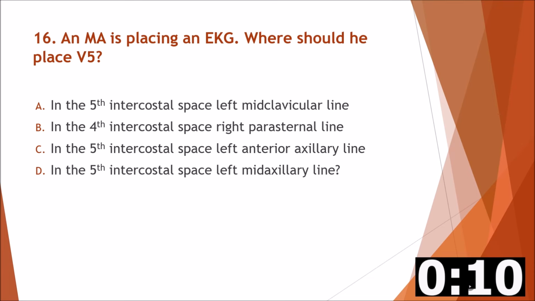Next question. An MA is placing an EKG. Where should he place a V5? A, in the fifth intercostal space, left midclavicular line. B, in the fourth intercostal space, right parasternal line. C, in the fifth intercostal space, left anterior axillary line. D, in the fifth intercostal space, left mid-axillary line. 10 seconds.